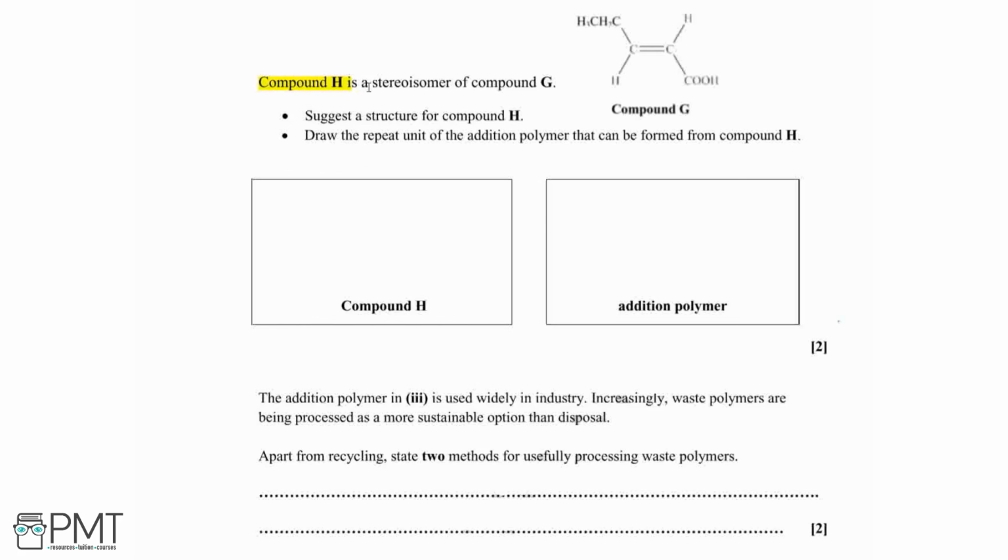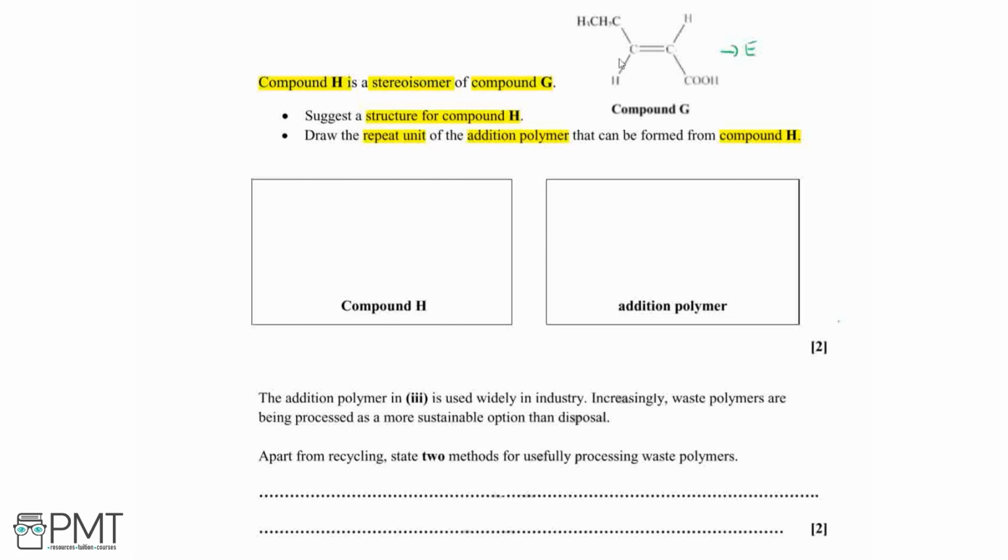Compound H is a stereoisomer of compound G, which is shown here to the right. And for this question, we need to suggest a structure for compound H and draw the repeat unit of the addition polymer that can be formed from compound H as well. So let's start with thinking about the structure of compound H. We can see from the structure of compound G that our two highest priority groups are on opposite sides of the double bond. So we've got the E isomer for compound G.